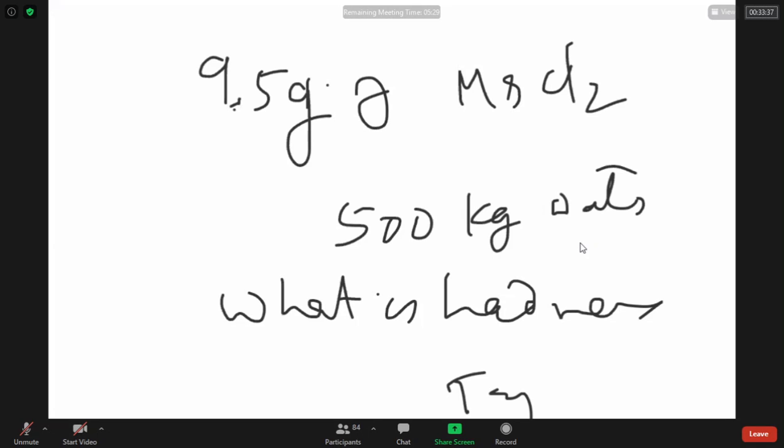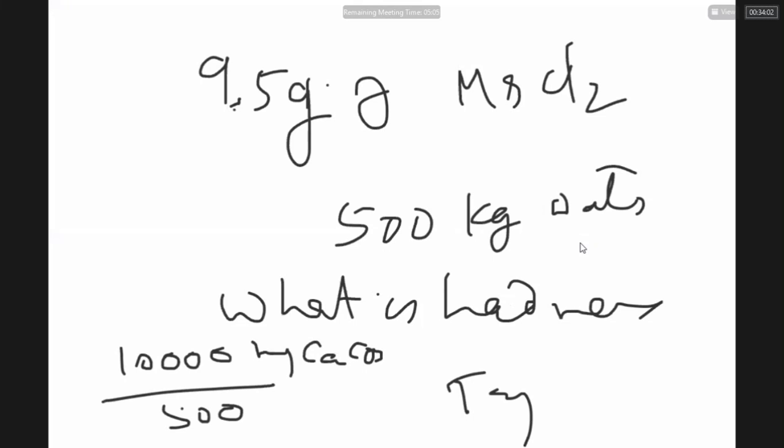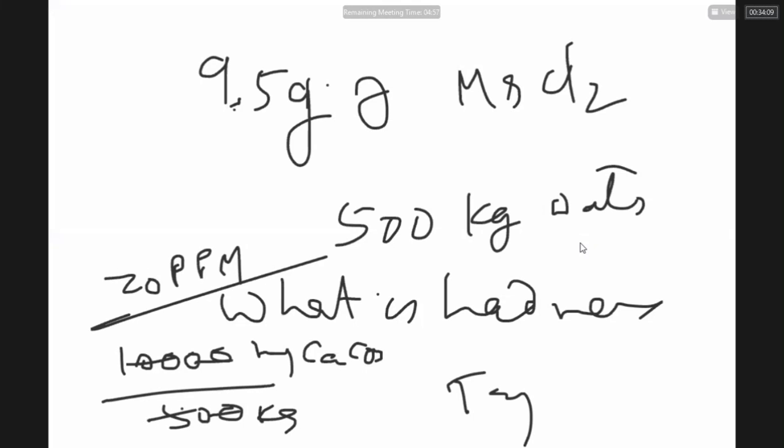9.5 grams only. First step, MgCl2 molecular weight 95. 95 is equal to 100 CaCO3. 9.5 is equal to 10 grams CaCO3. Now 10 grams is to be converted into milligrams: 10 into 1000, 10,000 milligrams CaCO3 divided by weight of water in kg, 500 kg. Answer is 20 ppm. Congratulations, you could do it in 1 minute. Wow.